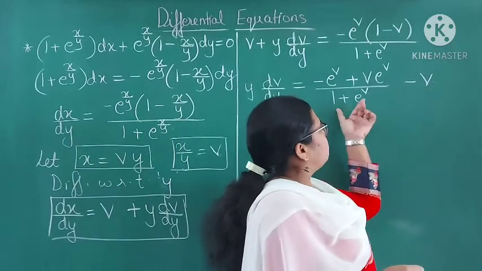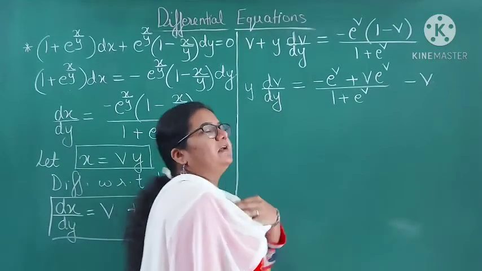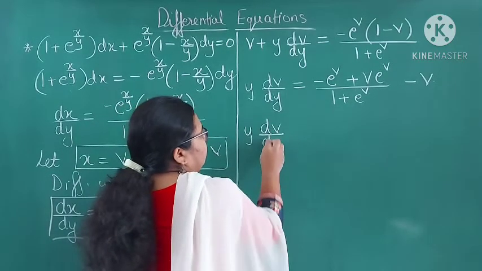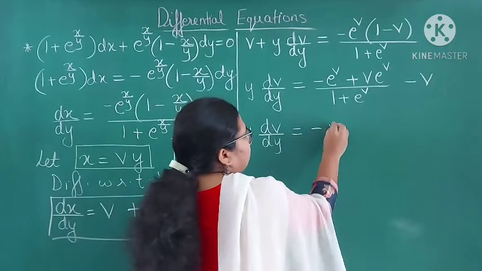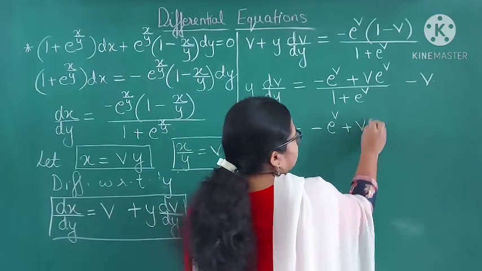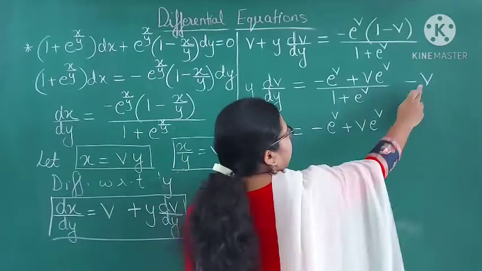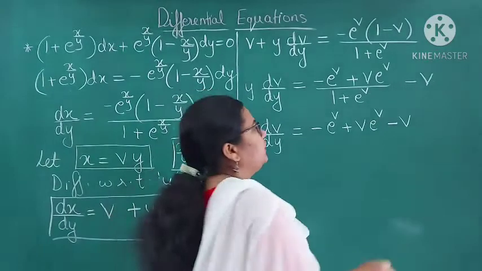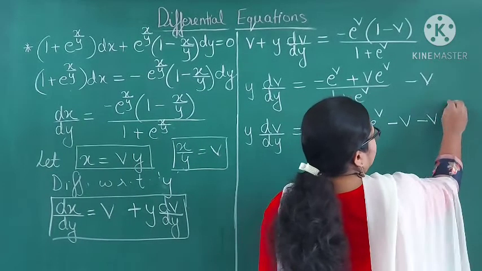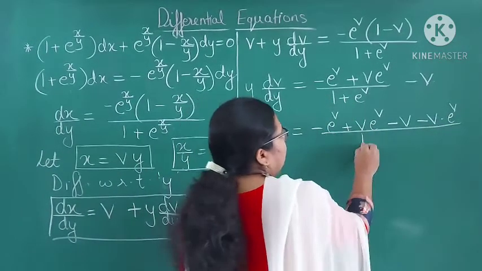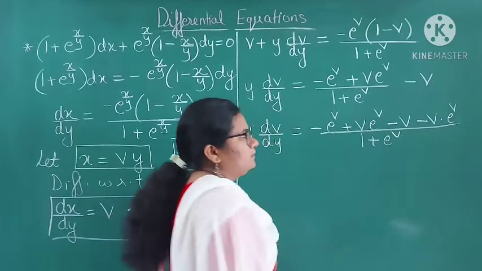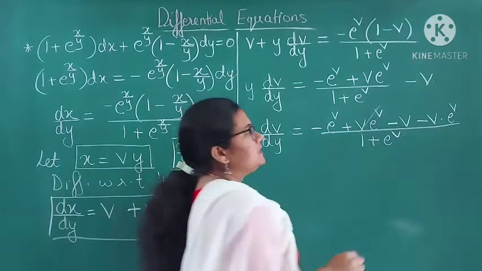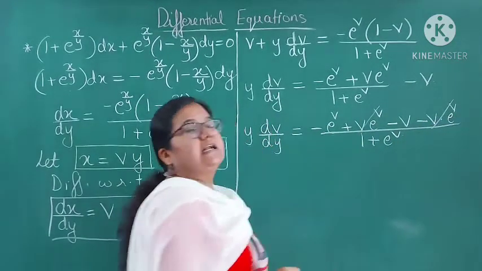We make the denominator the same. So here you have to multiply v by 1 plus e raised to v. So y dv upon dy is equal to minus e raised to v plus v into e raised to v, minus v into 1 is minus v and minus v into e raised to v is minus v into e raised to v, upon 1 plus e raised to v. Okay. So plus v into e raised to v and minus v into e raised to v will get cancelled.